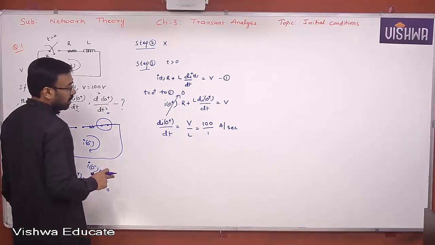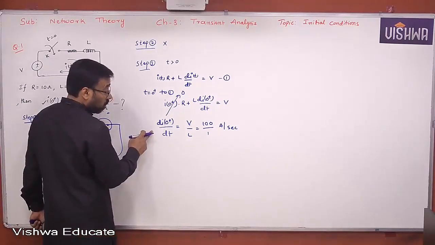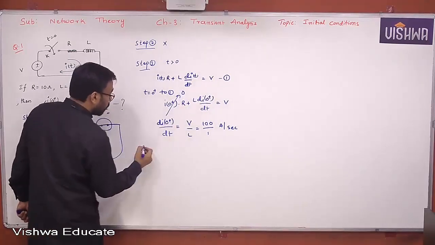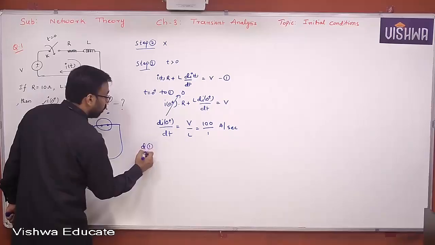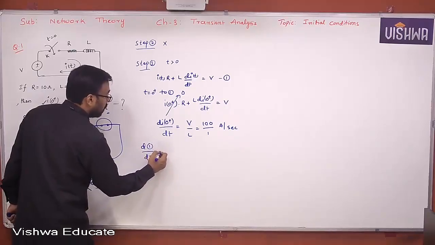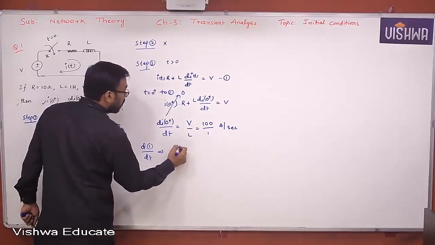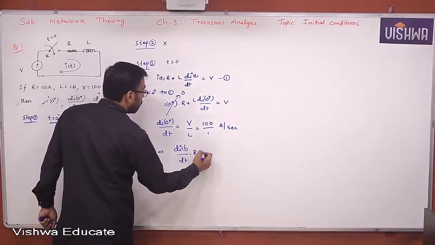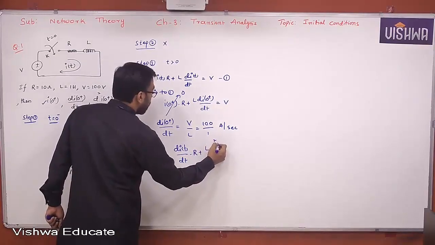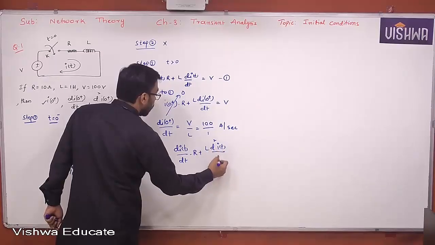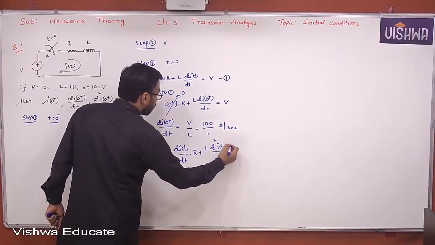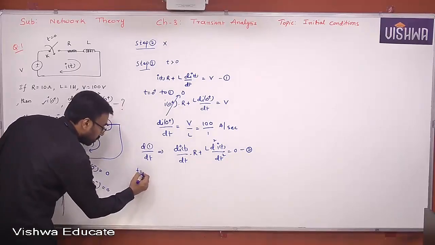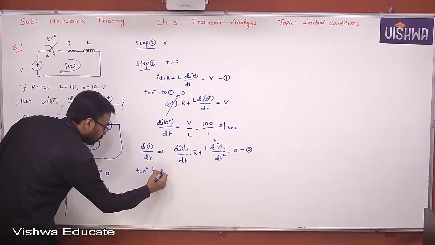For that, don't differentiate this, okay? Don't make that silly mistake. You differentiate equation 1. Differentiating equation 1 with respect to t will give you di of t by dt into R plus L d square i of t by dt square is equal to 0. Call this equation 2. Now apply t equal to 0 plus conditions to equation 2.